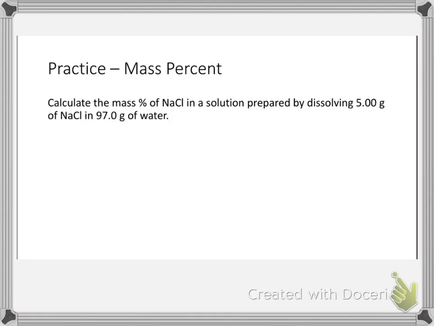So here it is. It says calculate the mass percent of sodium chloride in a solution prepared by dissolving 5 grams of sodium chloride in 97 grams of water. So this is the solute, and this is the solvent, right? It doesn't say solution. So here's water, that's our solvent.